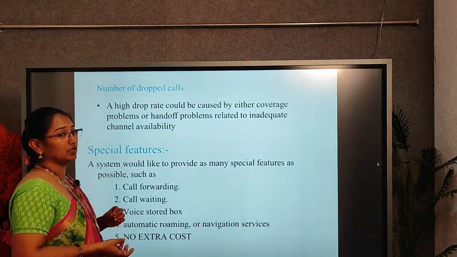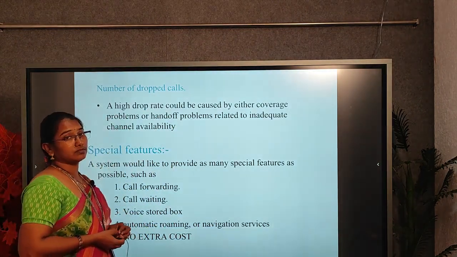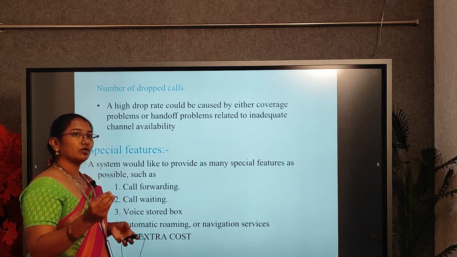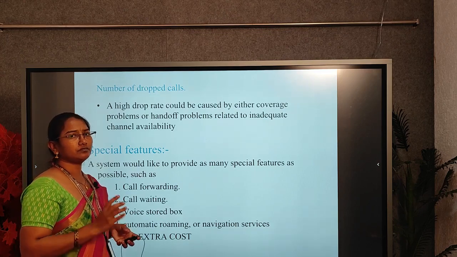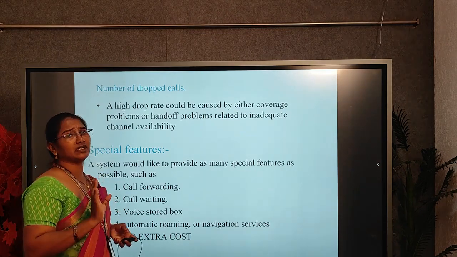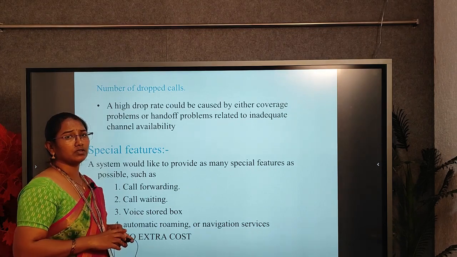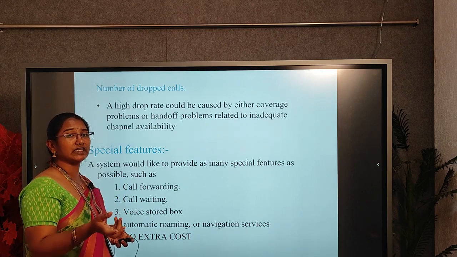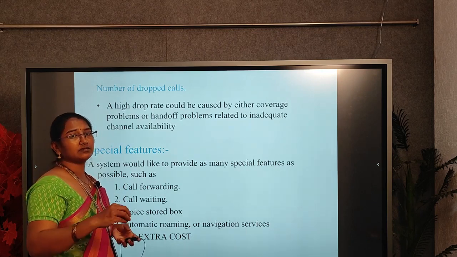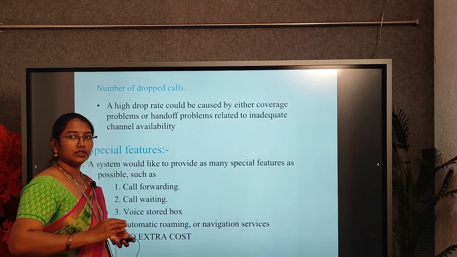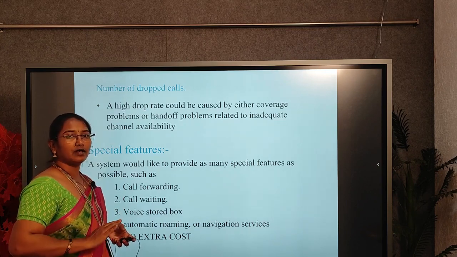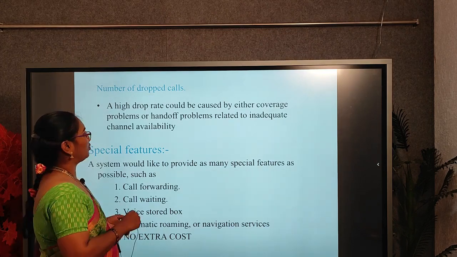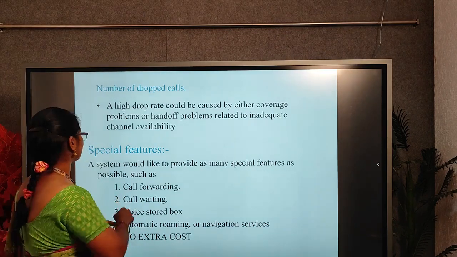How it's possible. Number of dropped calls. I already said, right? Dropped calls means the network itself terminates the call, or it will not assign a channel. That is what we will call a dropped call. So the number of dropped calls should be very less, then only the customer is satisfied and stays in the same network for some amount of time. Otherwise we will simply change the SIM cards. That's the problem if dropped calls increase.